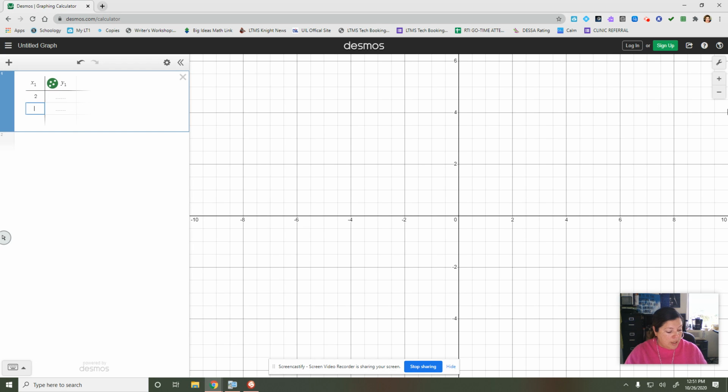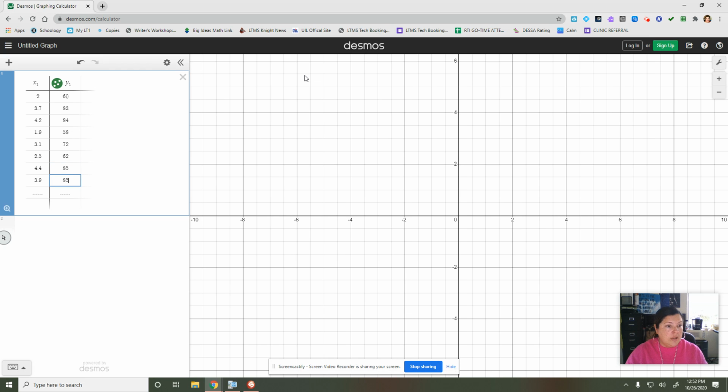So I'm going to enter with my keyboard here 2, 3.7, 4.2, all the way down, entering all the x values in my data into column 1, the first column, which is the x values. 2.5, 4.4, and 3.9. Okay, and then I'm going to click over here to the y's and enter the corresponding y values in the correct order, making sure that the ordered pairs are still correct and lined up with the correct x value. 58, 72, 62, and then 85 and 85.